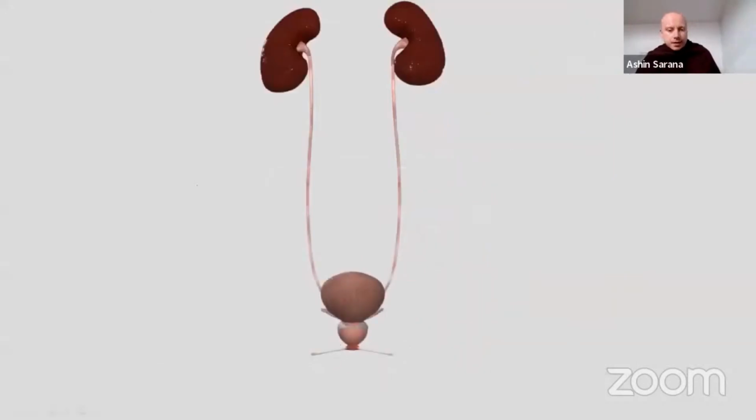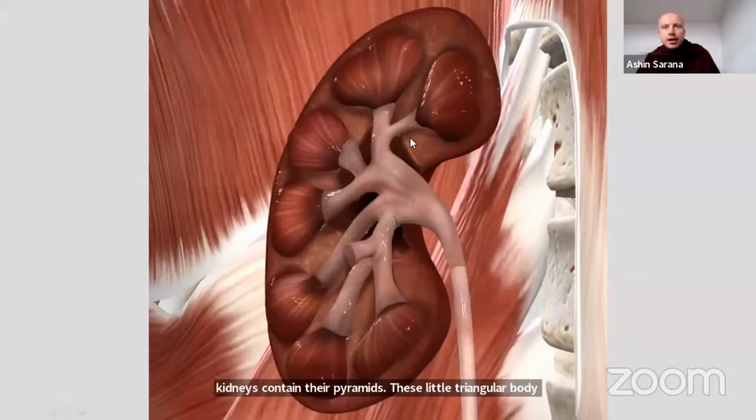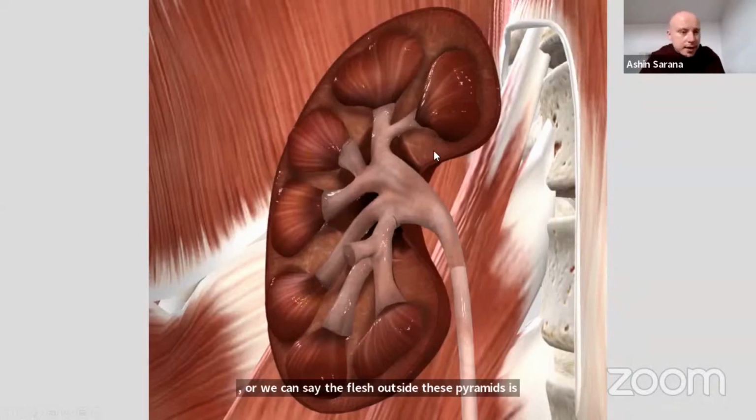Okay, then next we are looking at the kidneys. The kidneys contain their pyramids. These little triangular bodies are called pyramids, and the space outside, or we can say the flesh outside these pyramids, is called the cortex. Like in the head, you have the flesh outside the central structures. It's called cortex. In the same way, in the kidneys, we call this flesh outside the pyramids the cortex.